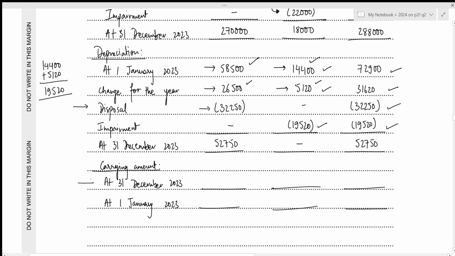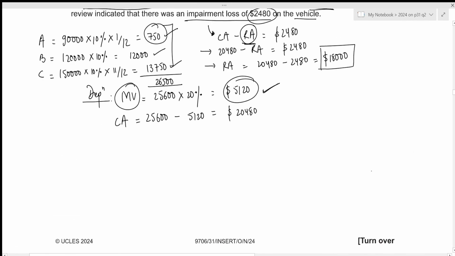So this is just going to be our cost at the closing date minus the accumulated depreciation at the closing date. So for plant and machinery, that will be 270,000 minus 52,750, which results in the value of 217,250. For motor vehicle, that will be 18,000 minus 0, which is again 18,000. And for the total, that will be 288,000 minus 52,750, which results in 235,250.